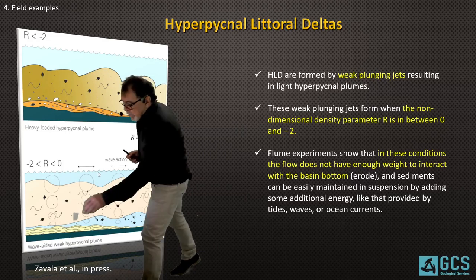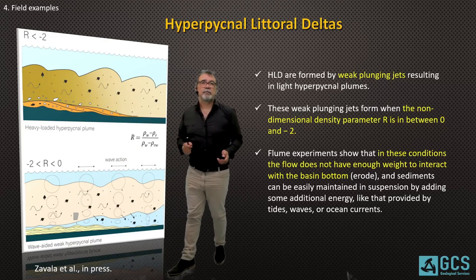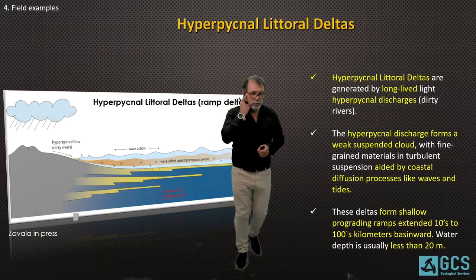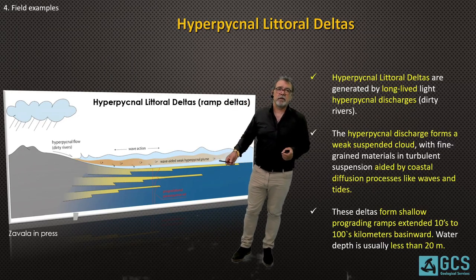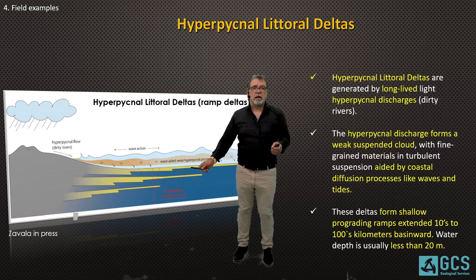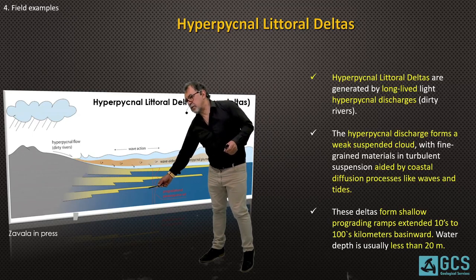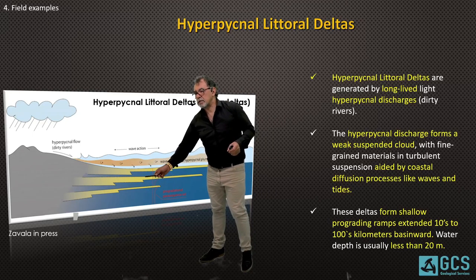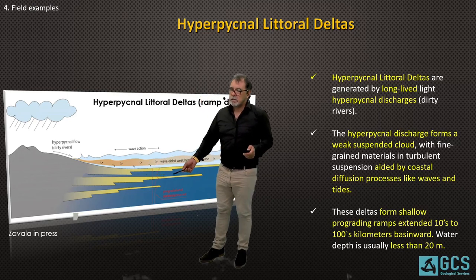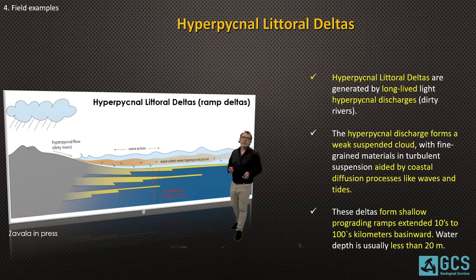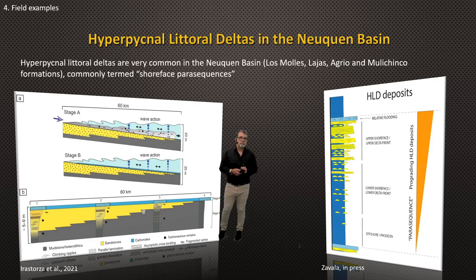So if we see the deposit of these light hyperpycnal flows, you can see this set of parasequences with different coarsening upward intervals that can be, for example, wave dominated, in a vertical succession, typically.